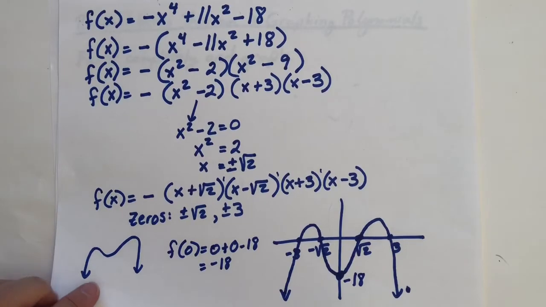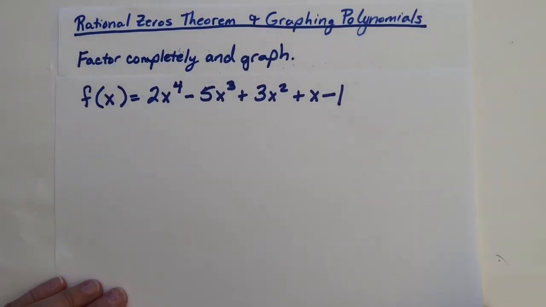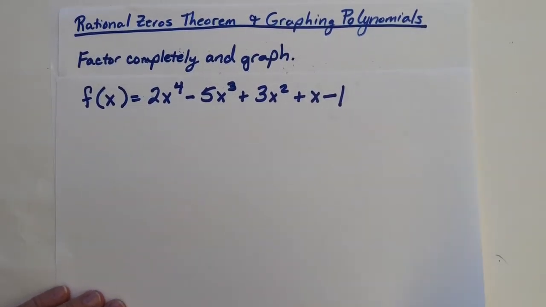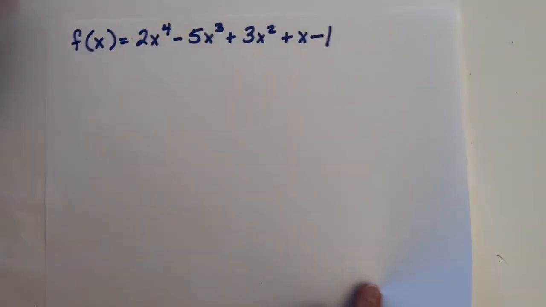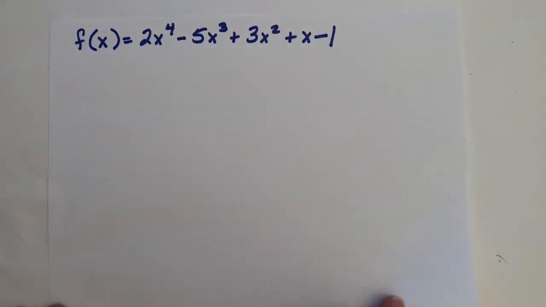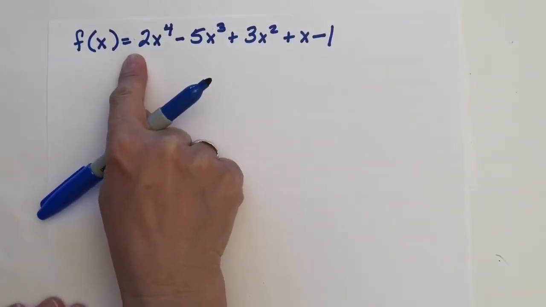Let's do one more. Same directions, factor completely and graph. So here's our polynomial. Let me move this so we have more space. It is fourth degree, leading coefficient is positive.